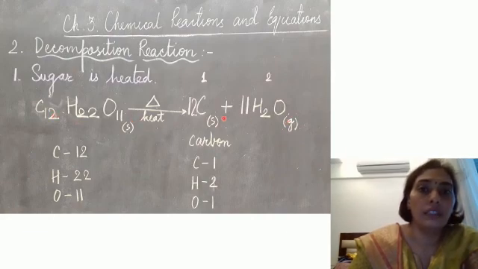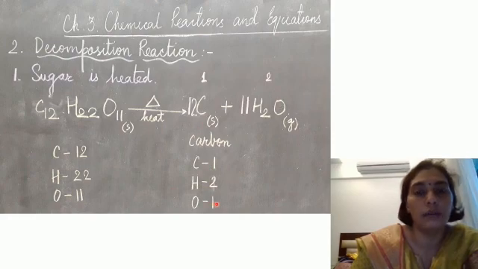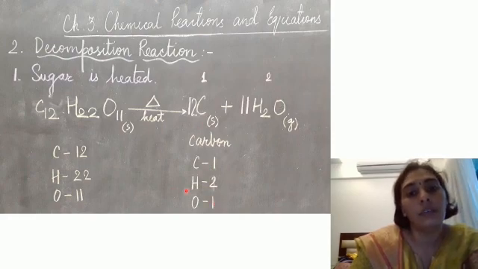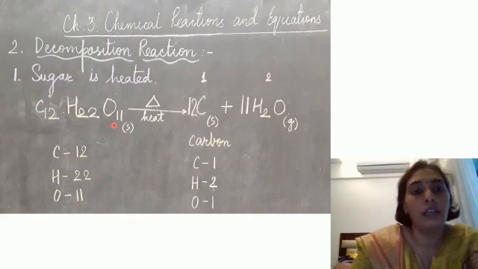Now let us balance this equation. So here we find that carbon is 12, H, that is hydrogen, 22 atoms, and oxygen 11. Whereas on this side we can see only one carbon atom, hydrogen we find 2, and oxygen is 1 atom. So how do we balance it? So how can we make carbon 12 on this side? By simply writing a 12 coefficient in front of carbon. Then we need to balance oxygen and hydrogen.